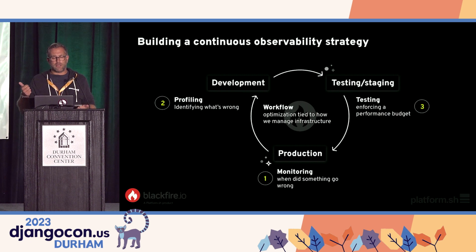Then on staging and testing, be able to run those automated tests like Pandy did to make sure everything is fine and within the budget you fixed. And then on production, making sure everything is running smoothly, because even with all those tests, sometimes you've missed something and you've deployed something that decreased performance.